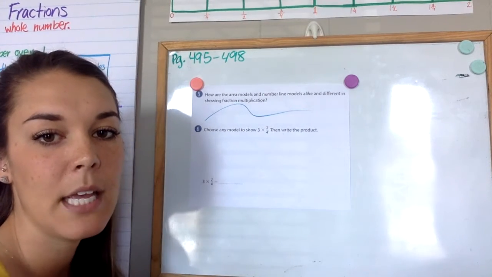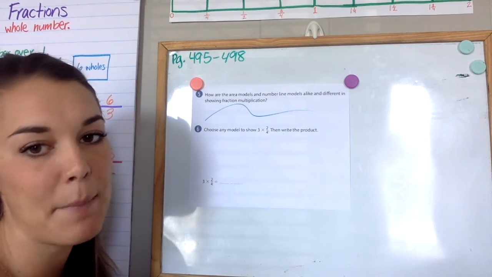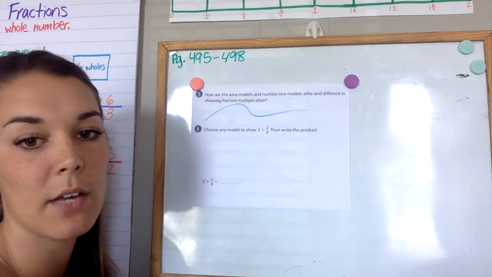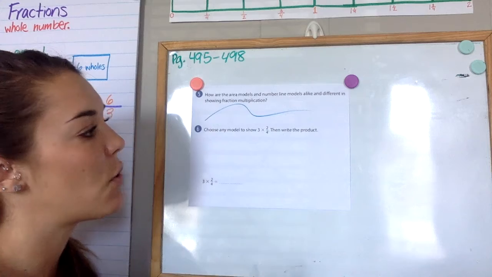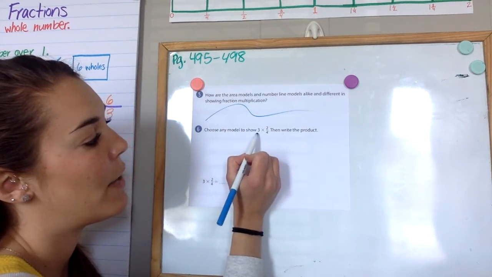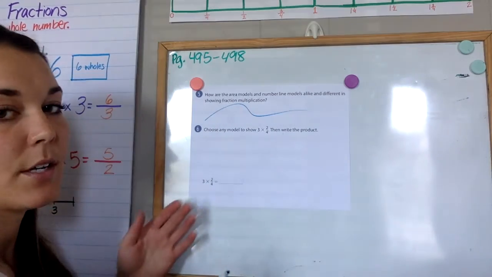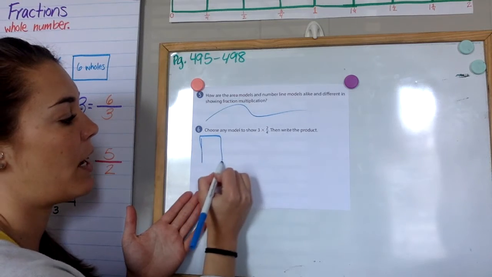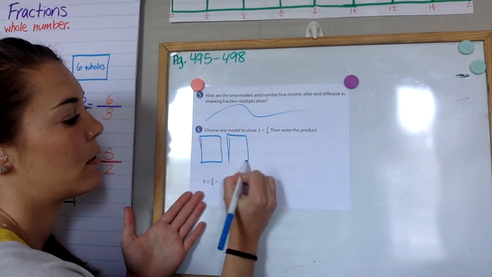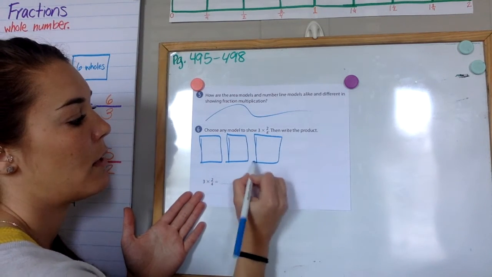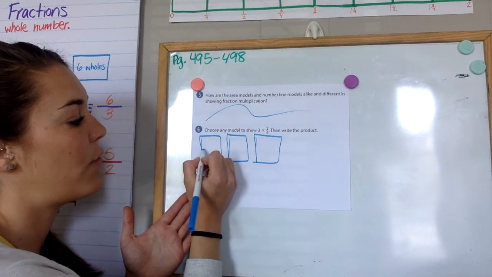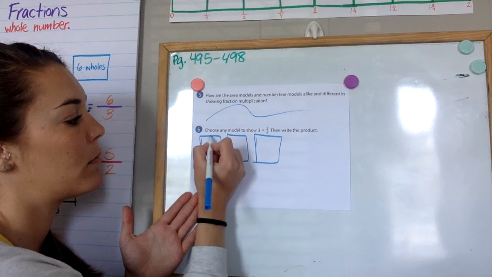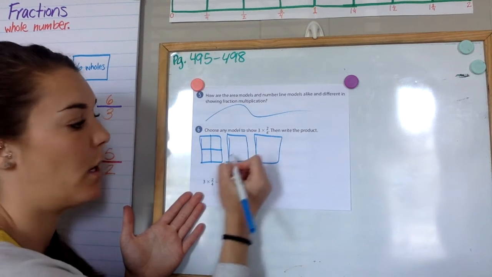Okay. Now for number 6, it says choose any model to show 2/4 and write the product. So let's do an area model. We like that better. So I need to show 2/4 3 times. So I'm going to have 3 things. And I need to split those things into fourths. When I do fourths, guys, I like to do this. Make a window.